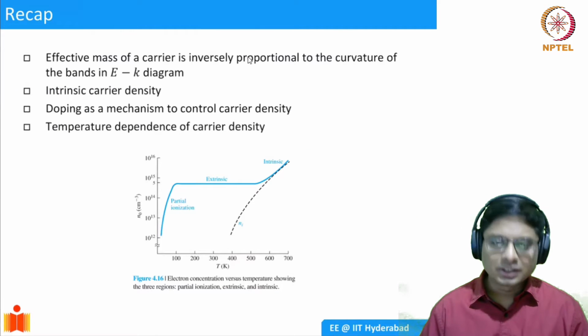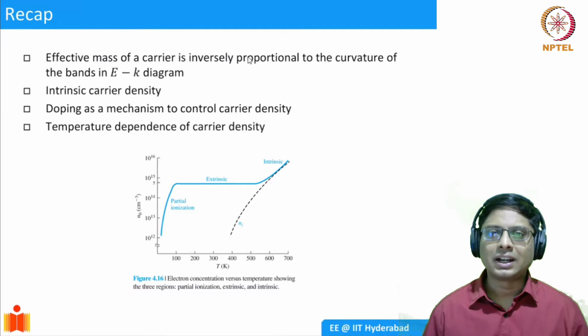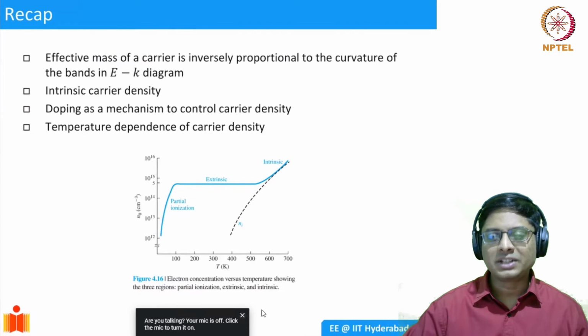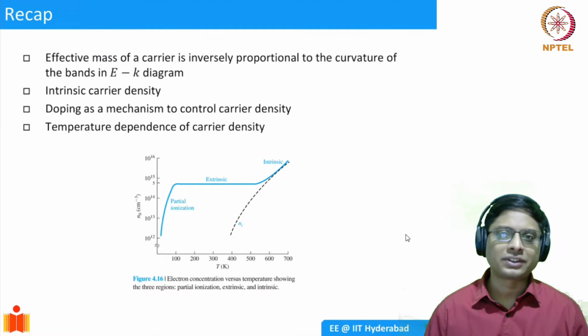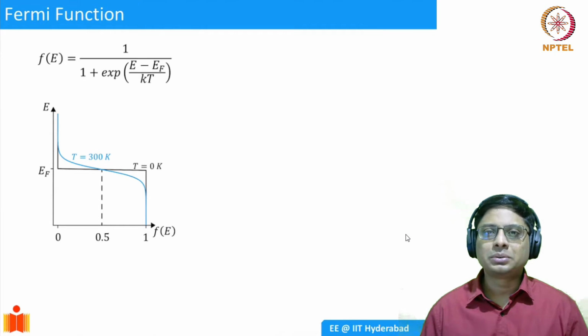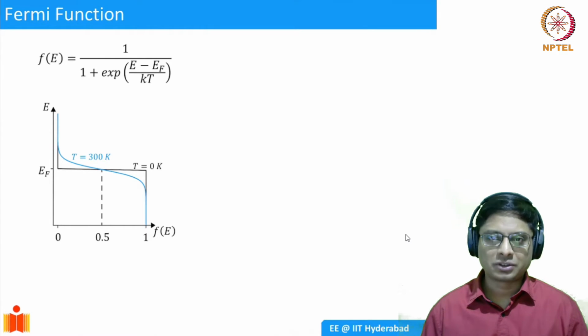In the last lecture, we introduced a few concepts like effective mass, and we introduced intrinsic carrier density, and then we talked about how doping can be used as a means to control the carrier density in semiconductor devices. And in the end, we also studied a little bit about the temperature dependence of the carrier density in an intrinsic semiconductor as well as an extrinsic semiconductor. So today, we will try to get into a little bit more depth. We will try to give you a quantitative picture of what's happening.